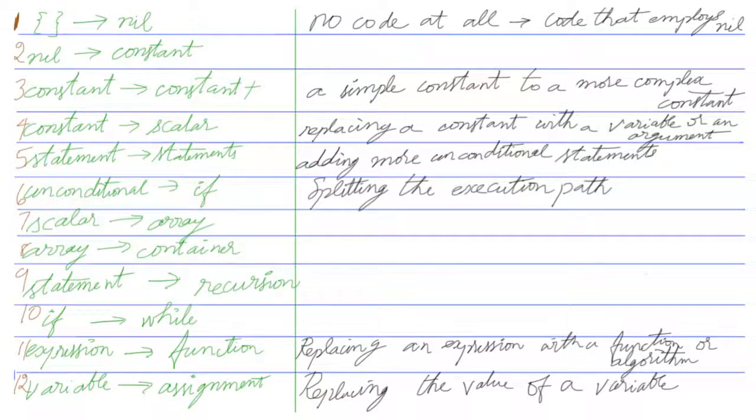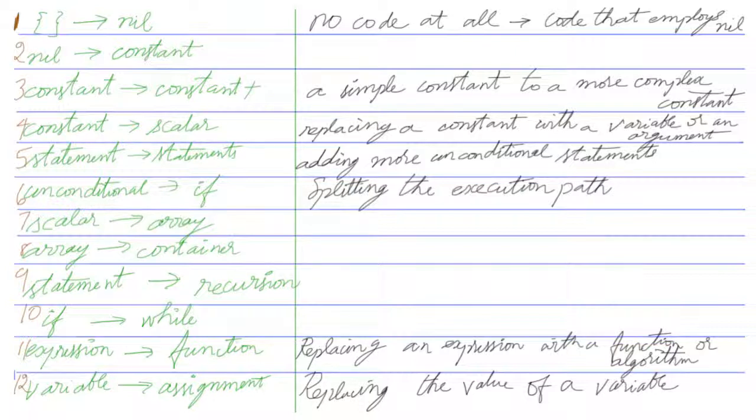So number one, we have no code at all to code that implies nil. Number two, from nil we go to constant. Number three, we go from a simple constant to a more complex constant. Number four, we are replacing a constant with a variable or an argument. Number five, we are adding more unconditional statements. Number six, we are splitting the execution path by going from unconditional to if.